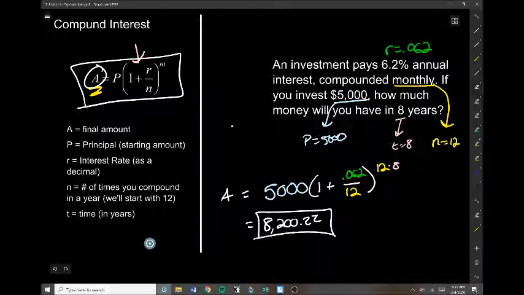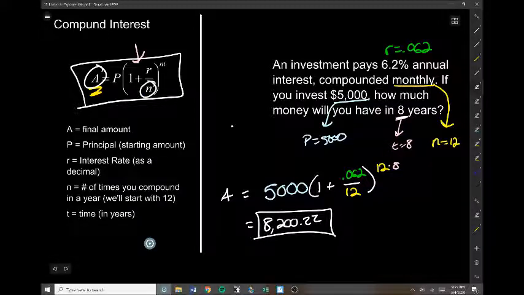So you'd make $3,200 for not doing anything, which is pretty sweet. It's nice how compound interest works that way. That was 8 years, so making $3,200 in 8 years isn't super fast. But again, you're not doing anything. It's just growing for you.